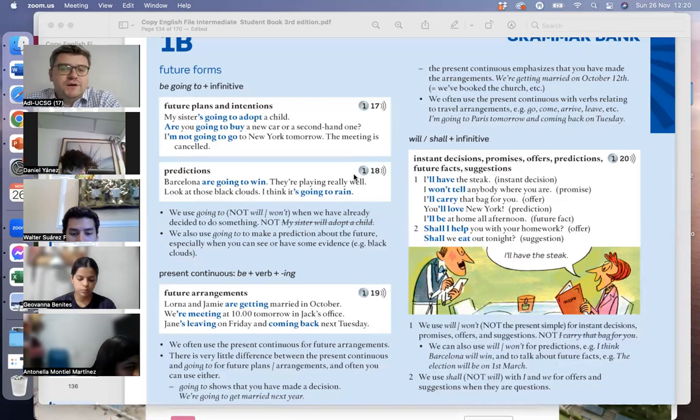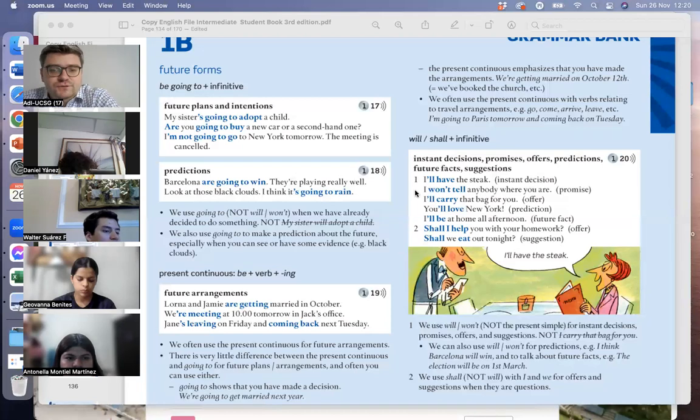Then we're also going to talk about the facts, the offers, the suggestions, like should, you would, you could, and so on. Okay, so these are all called future forms. In other words, without using the future simple, what other forms can we use to talk about our plans in the future?